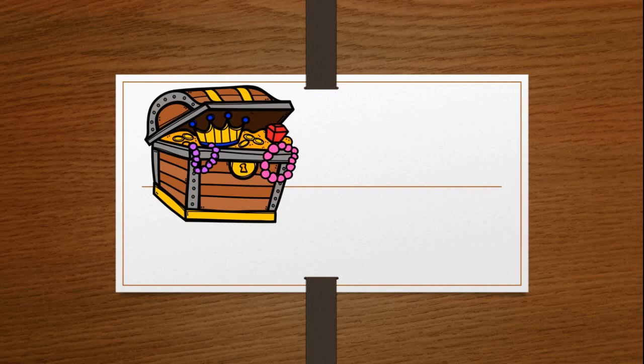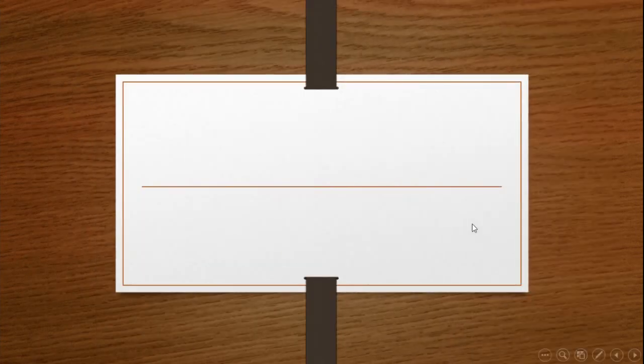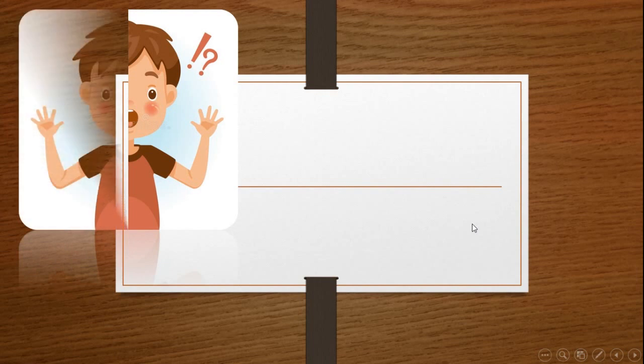Yes. I hear some of you says we have a box that's filled with gold and money. So this box is valuable. Valuable. What does valuable mean? It means equal to a large amount of money, because here we have a lot of money. So valuable means large amount of money. Great. Now let's move to our next word.